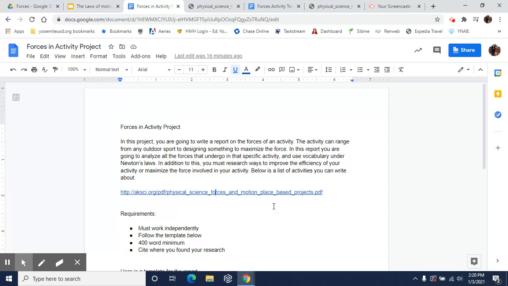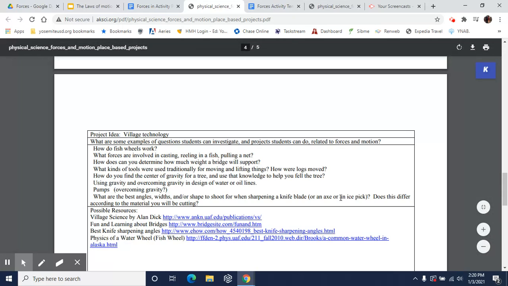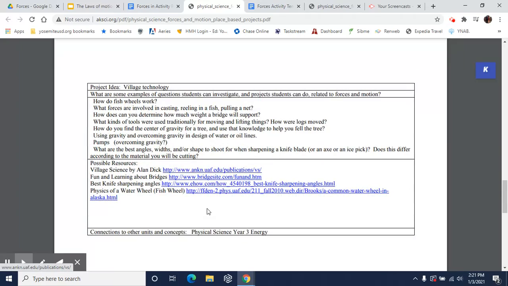Now, the link below has a ton of ideas of what types of forces you could write about. If you read all of these ideas, you can also select your own that relates to you even more. So here are a couple of ideas. First of all, what forces are involved in casting, reeling in a fish, and pulling a net? So that could be one.